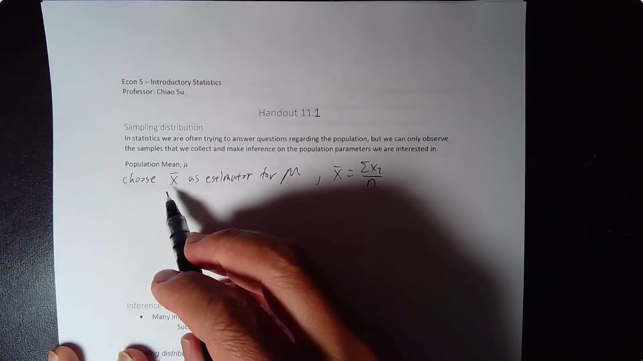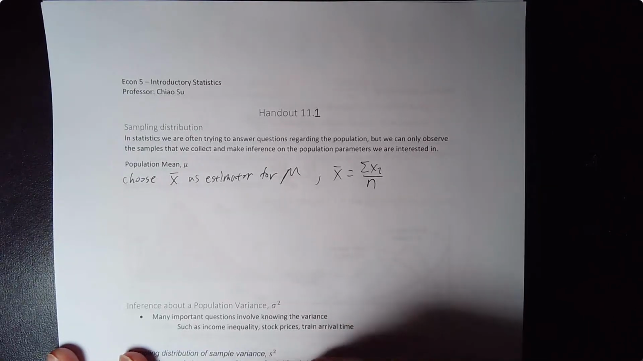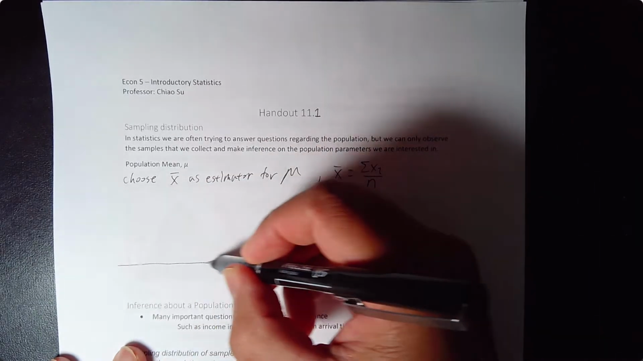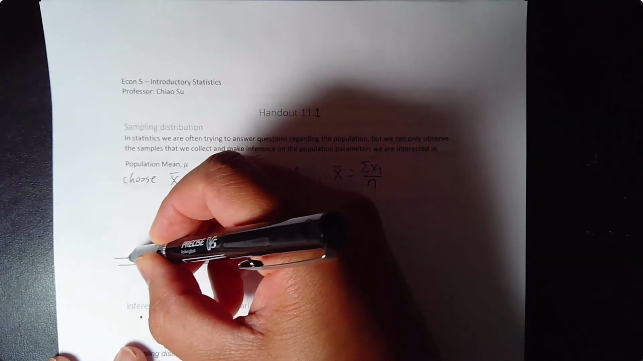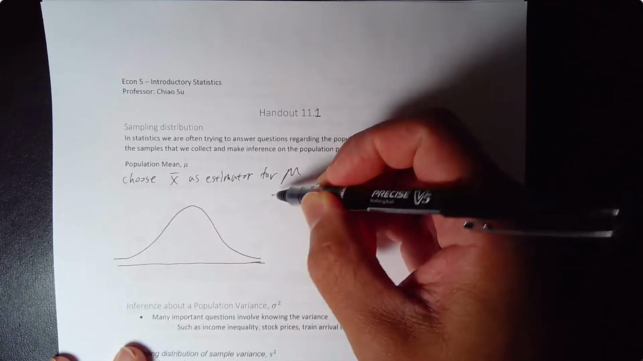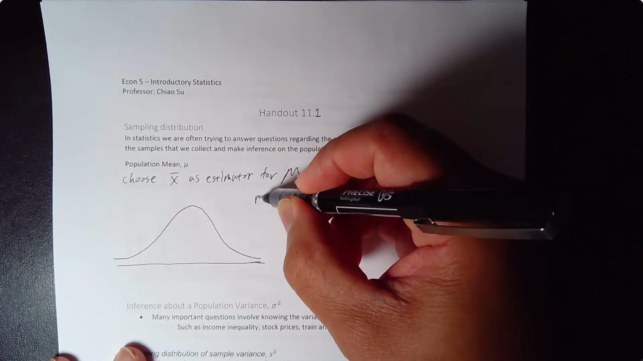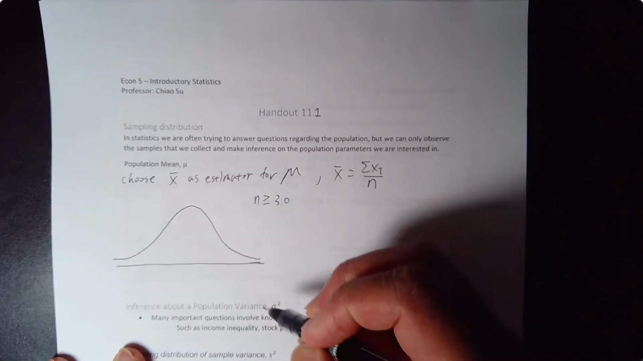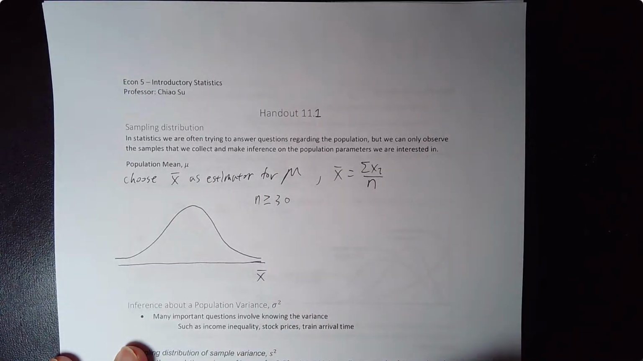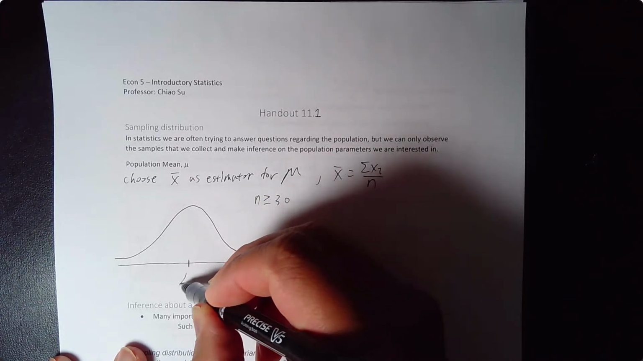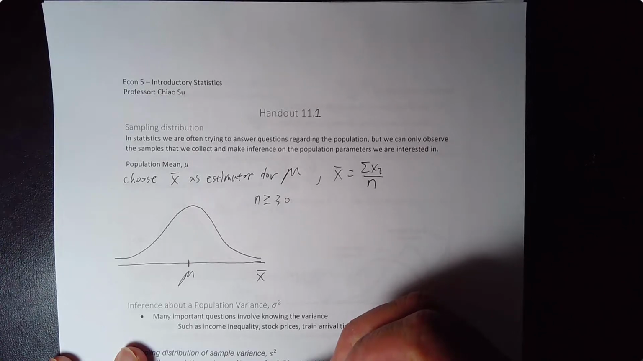Now, why do we choose X bar? Well, we choose X bar because we know its sampling distribution. We know that as long as the sample is random, X bar will have a normal distribution. Why? Because if n is greater than or equal to 30, it will have a normal distribution. This is the sampling distribution of X bar. We know that X bar centers at mu. Why? Because it is unbiased.